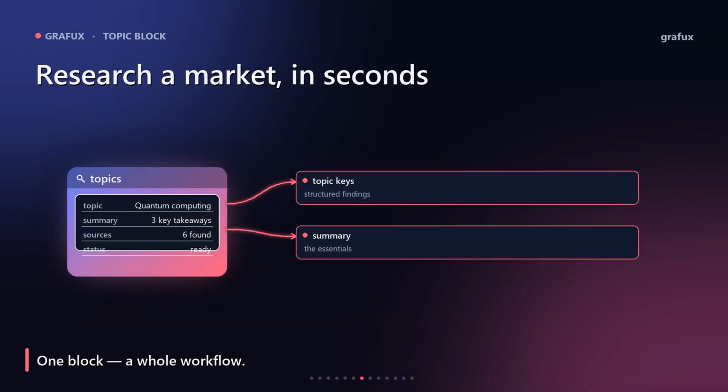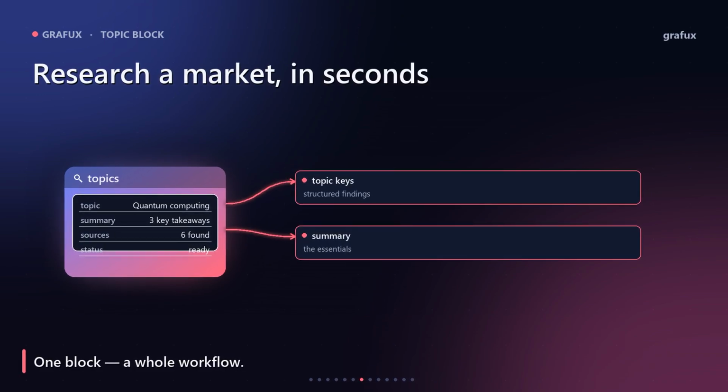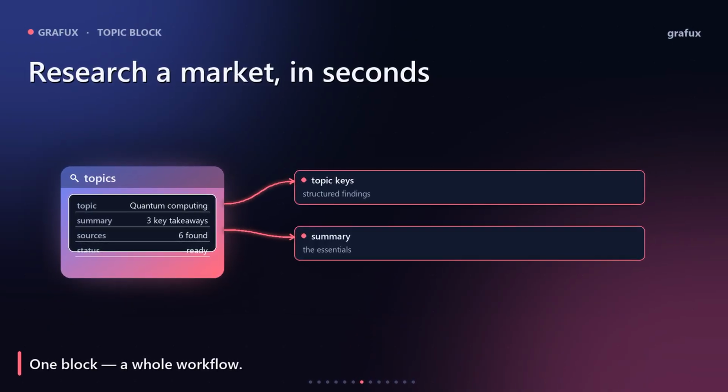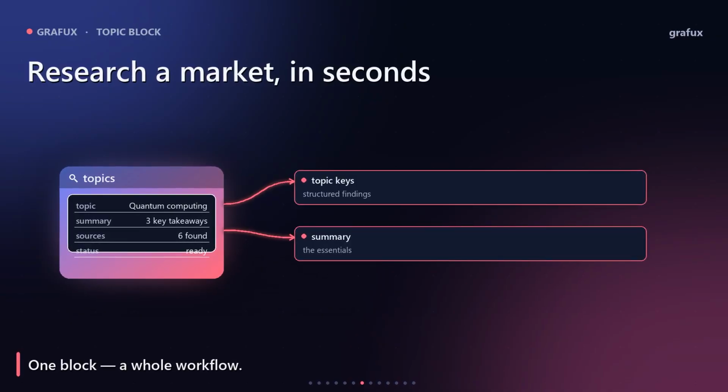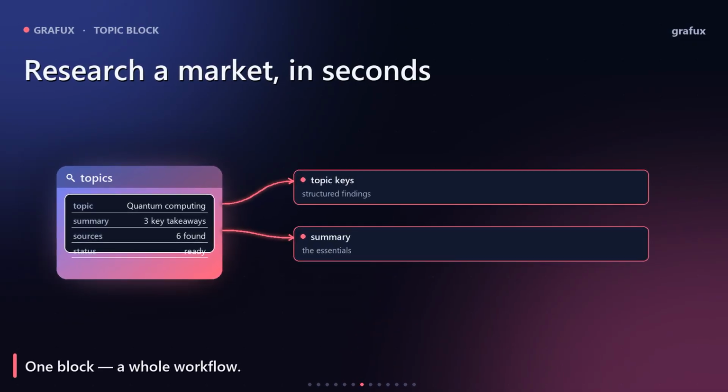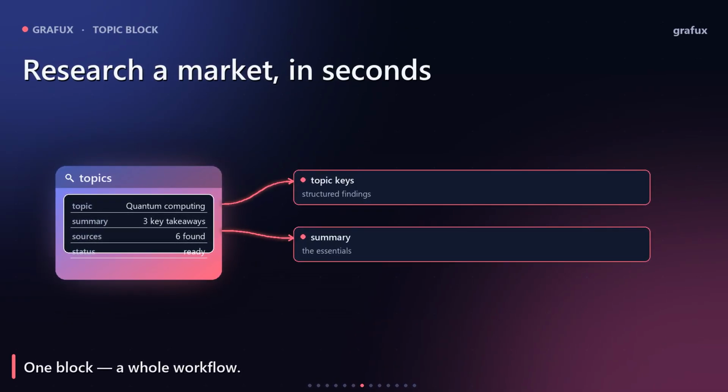Alright, let's make this real. Say you're sizing up a new market. Describe it once, press run, and the block comes back with the key players, the trends, and the numbers, each on its own port, ready to feed a report. That right there is the topic block, one single node, doing the work of an entire workflow. And you built it just by describing what you wanted.